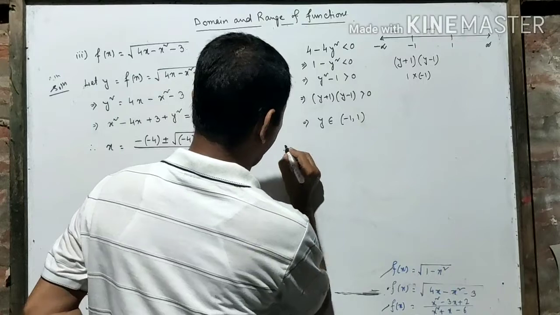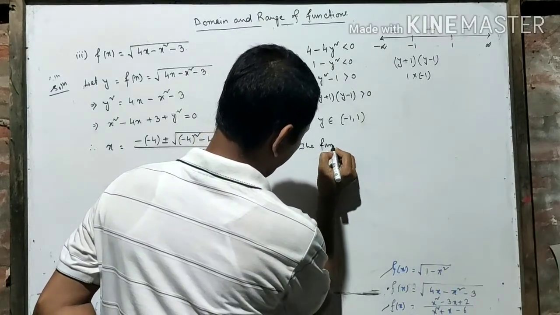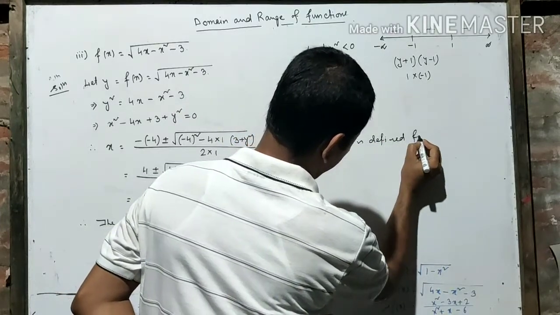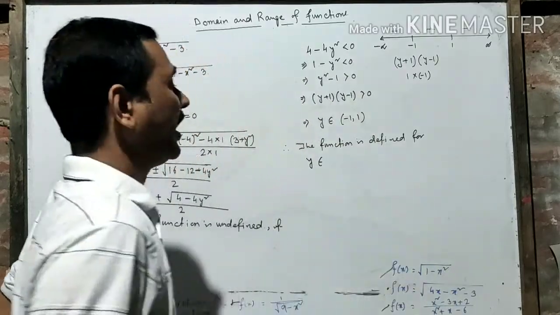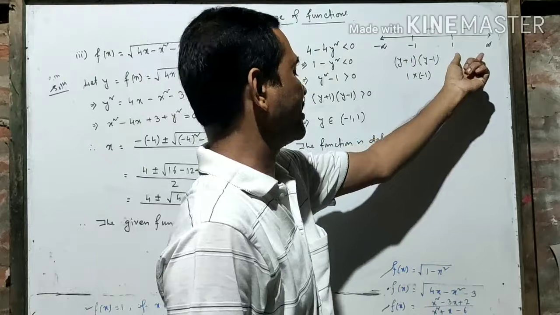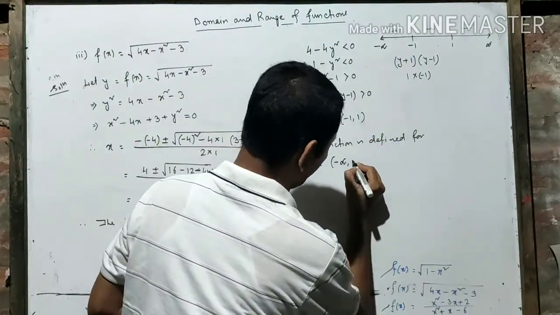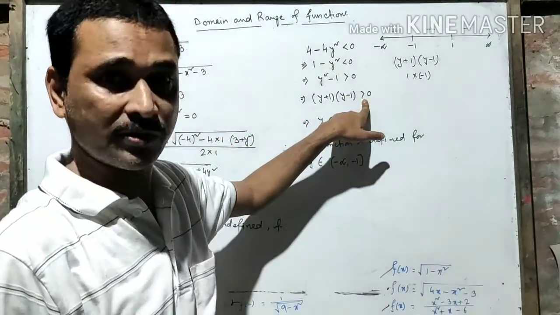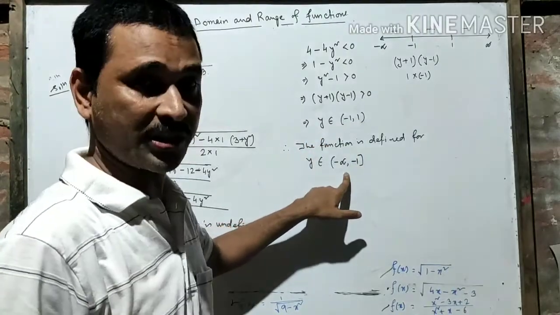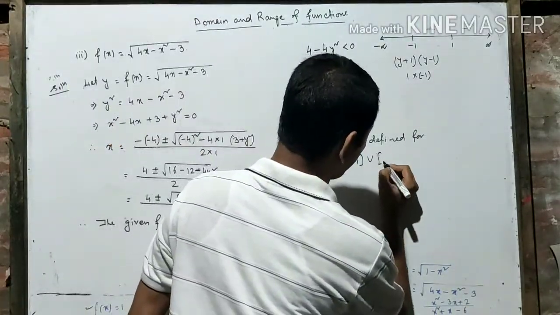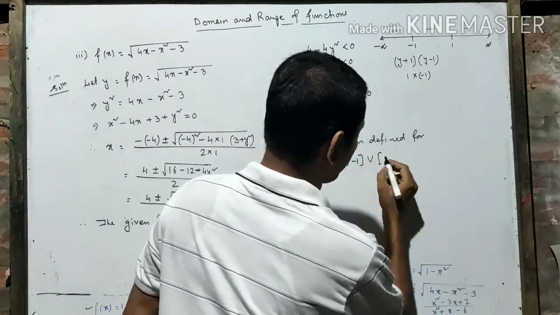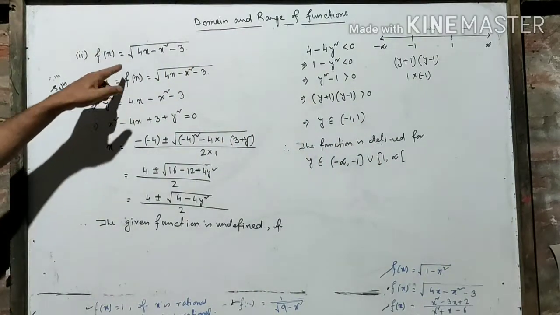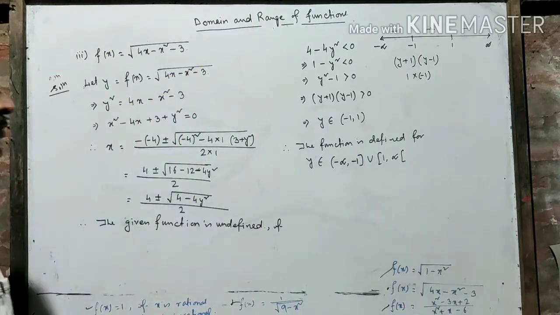So therefore the function is defined for y belongs to, leaving this interval, we'll get this interval and this interval. So minus infinity to minus 1 will be closed. In the undefined portion it is open, so it will be closed in the defined portion. Union closed, 1 to infinity. Minus 1 is not included in the undefined portion, so it will be in the defined portion. Okay, but a radical sign is here, so y is given to be non-negative.